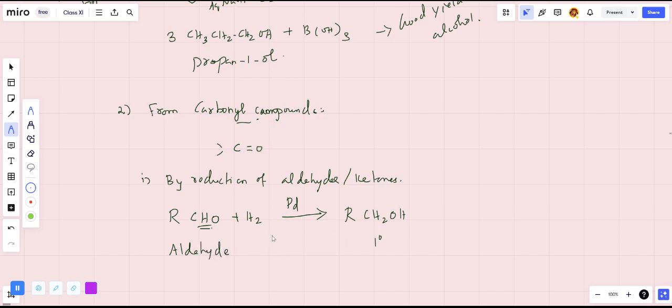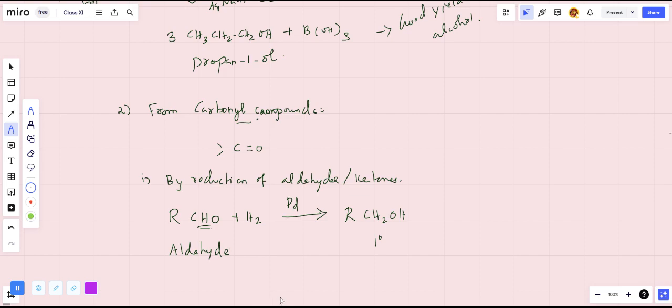Here, what you have to observe is the number of carbons it retains. The substrate has one alkyl group with one carbon, and in the product you also see an alkyl group and one carbon. So this is an aldehyde which is reduced to an alcohol.